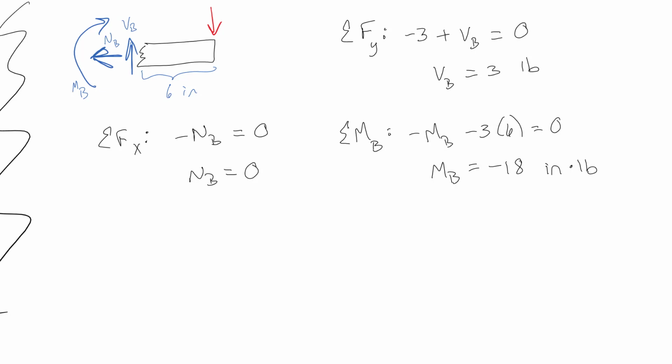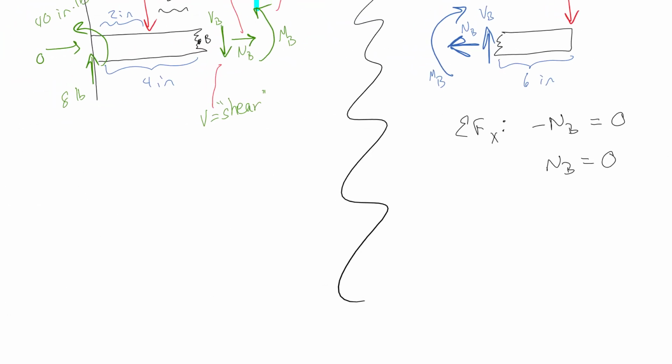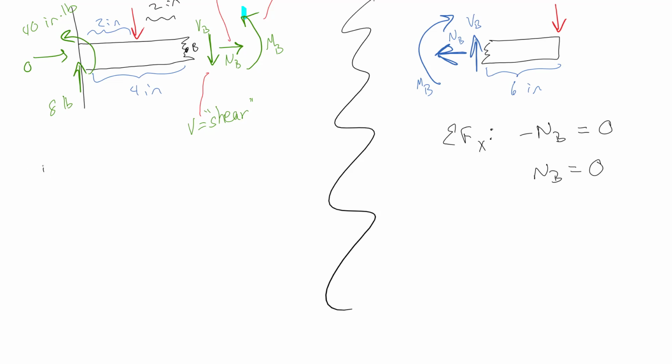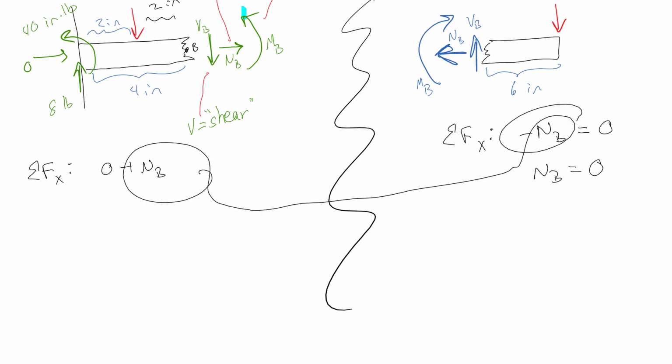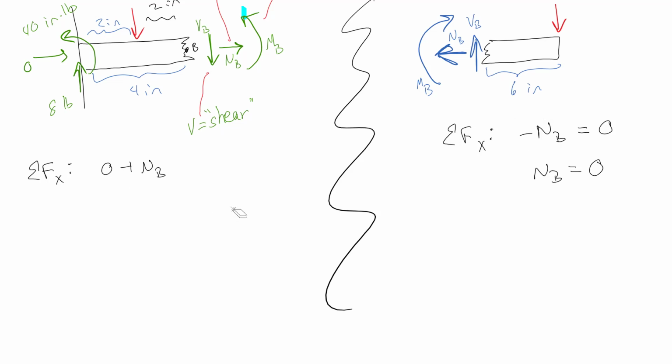Okay. Now that said, let's go ahead and do the other side just so I can prove to you you're going to get the same answer. So let's pretend that you're a glutton for punishment. So sum of the forces in the x, 0 plus NB. Here NB was negative because it was pointing the other direction. Here it's positive because it's pointing the positive direction. So that means NB is equal to 0, which is the same answer I got last time. Yay. Okay, sum of forces in the y.